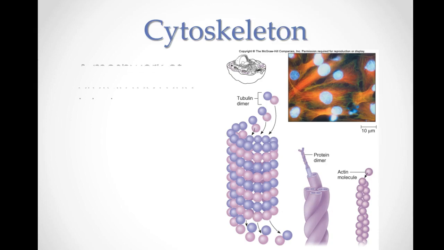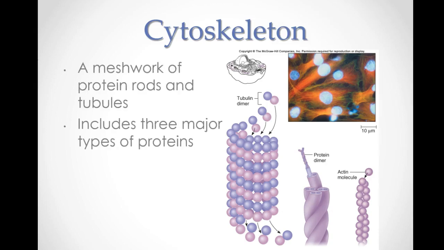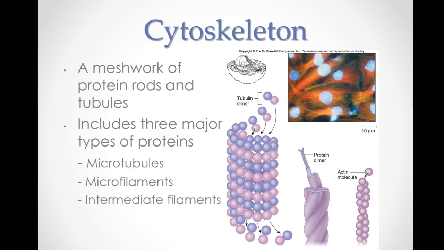And then we have the cytoskeleton. So the cytoskeleton is a meshwork of proteins and rods and tubules. There's three different main types: microtubules, microfilaments, and intermediate filaments. I'm not going to go into a huge discussion on what these do. These give your cells the internal structure they need to basically withstand the fluid on the outside of them. So these create little highways that the different vesicles run along. They anchor all of your organelles in place.